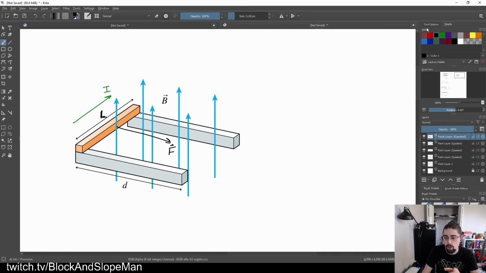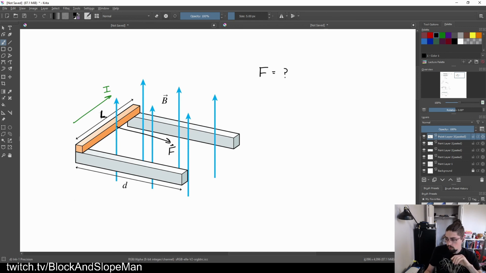Okay, so now that we have that, we need to think about this. What happens to the force? As I go down the rails, what happens to the force acting on our orange bar here? What do we think? Is it constant? Is it changing? Is it changing direction, magnitude? What's going on with it? What do we think? Constant. I agree with that.